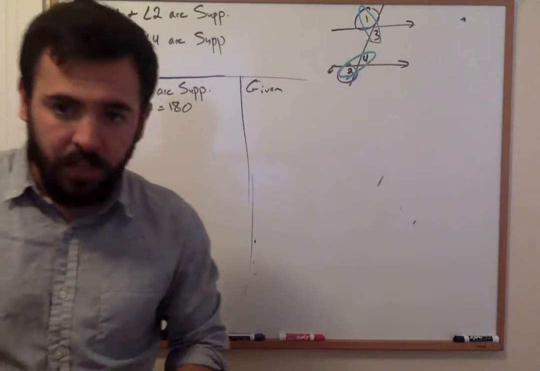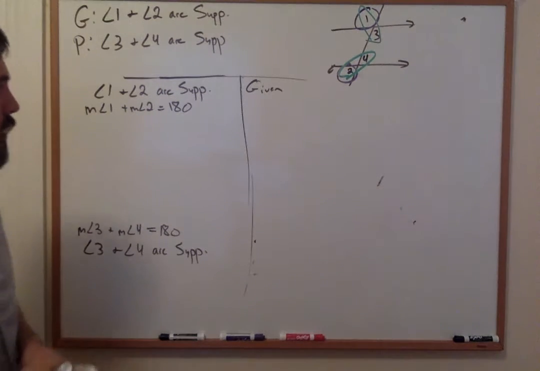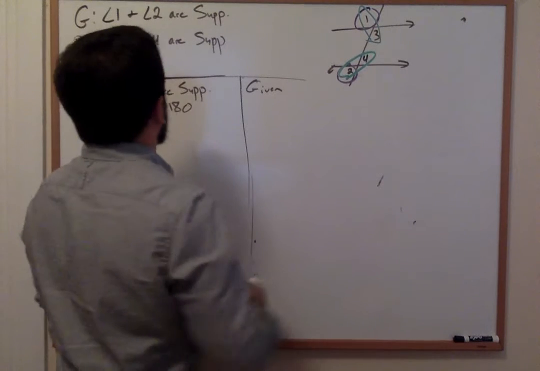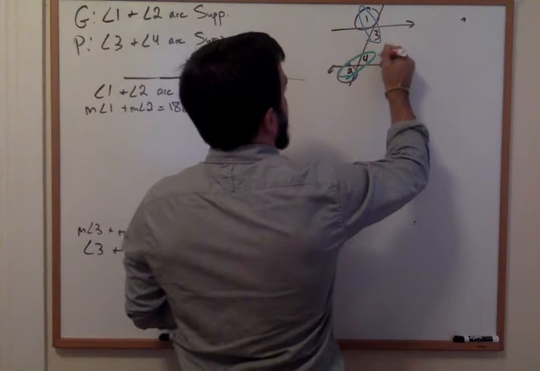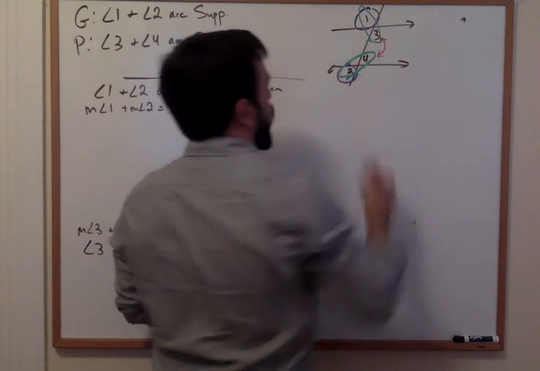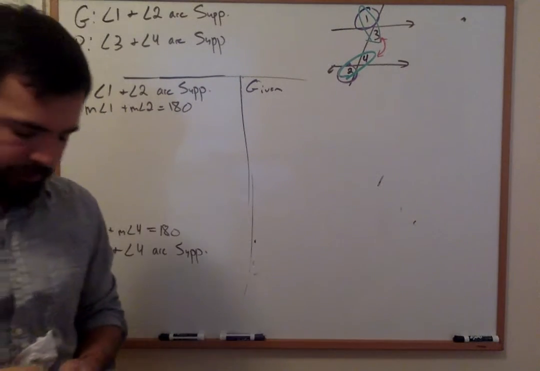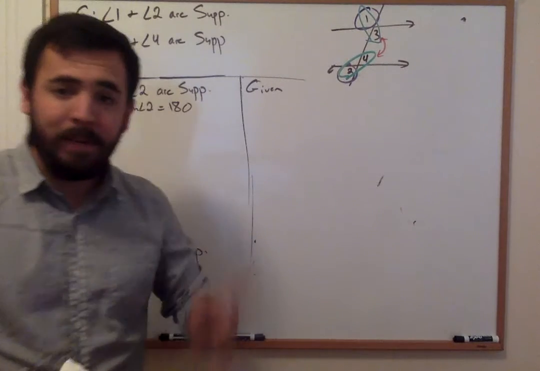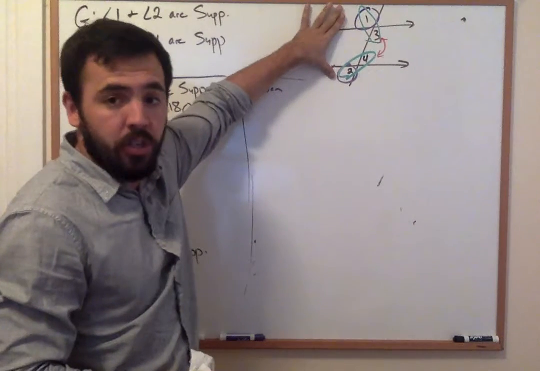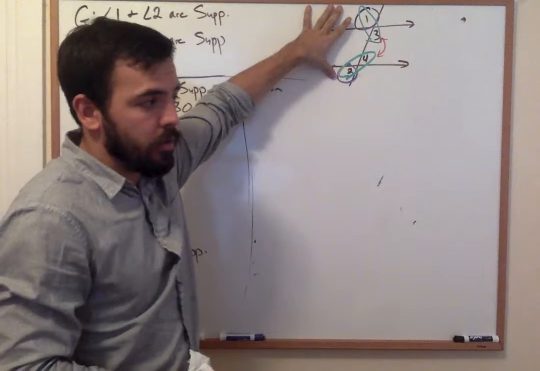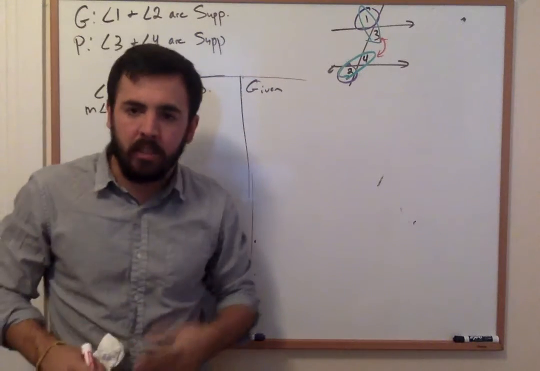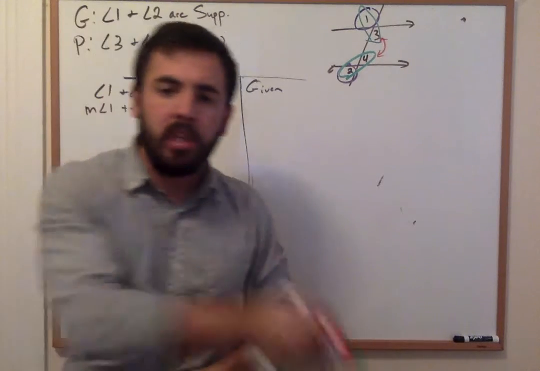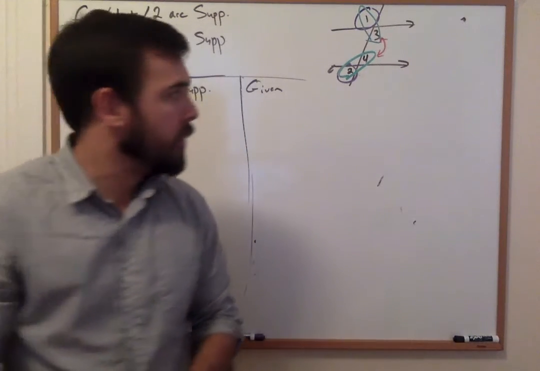Well, let's think for a second. I need to somehow prove that 3 and 4 are supplementary. The only supplementary relationship I have in my diagram that I'm given is 1 and 2. Now, a lot of times, guys, in order to make some proof, you'll have to set things equal to each other, or switch things, or replace things.